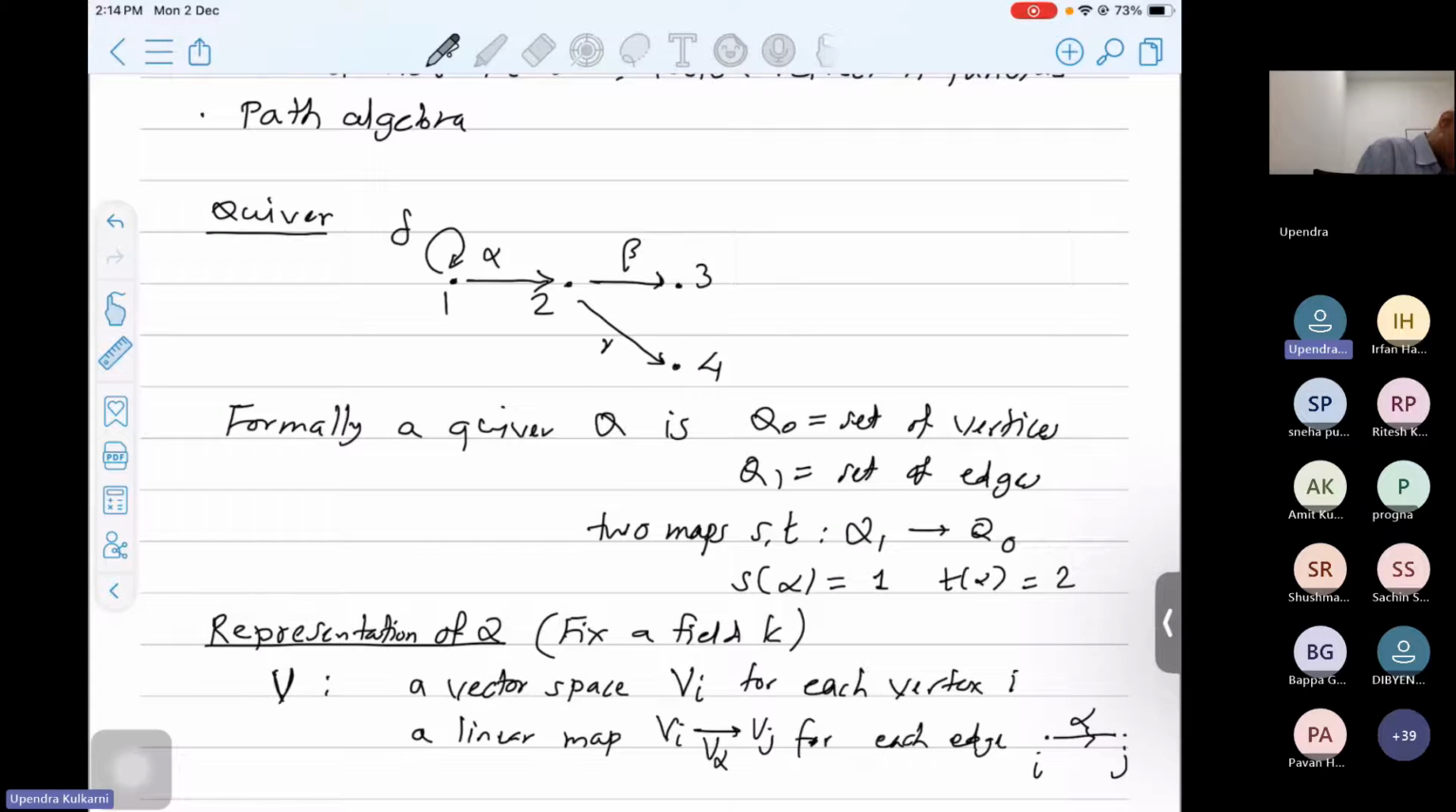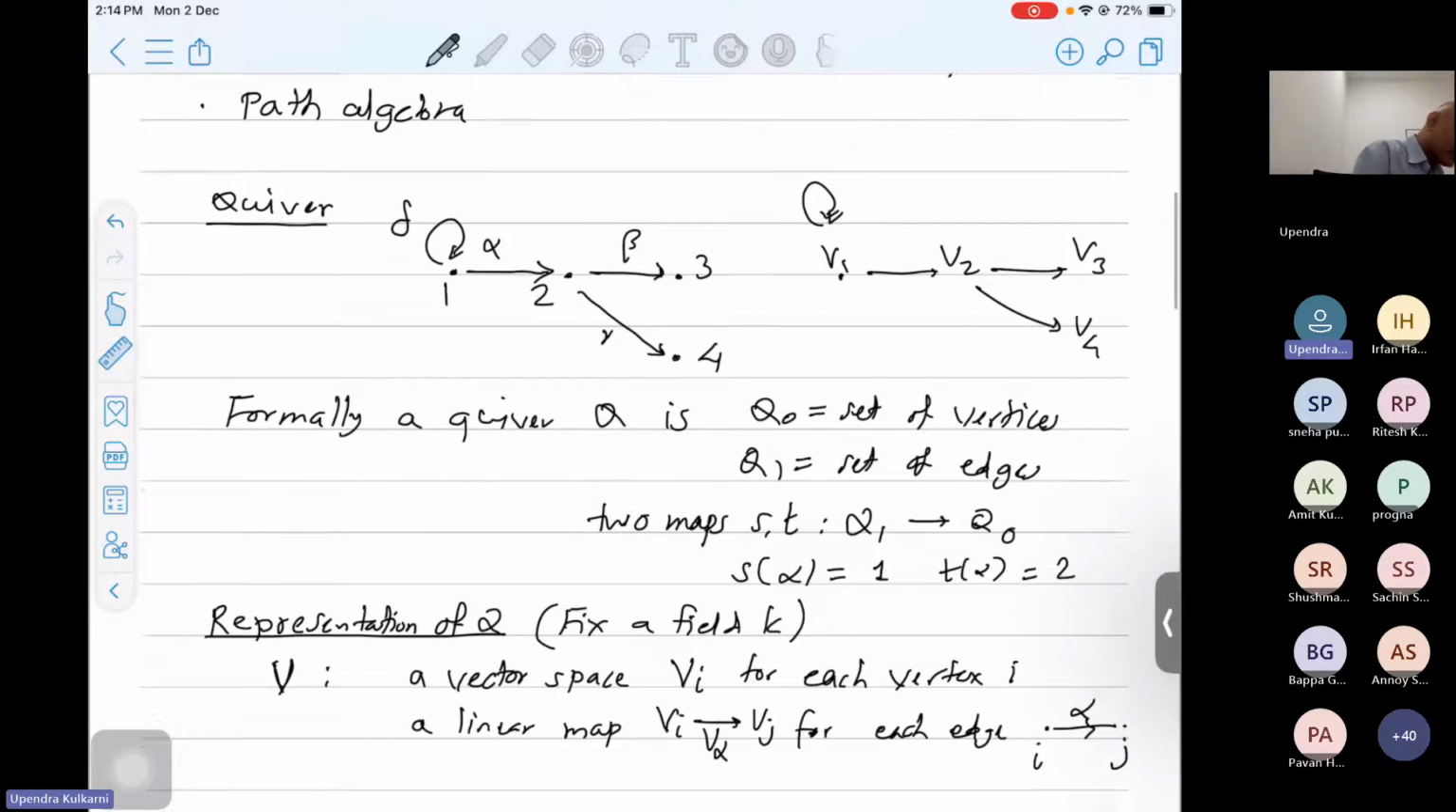So in our example, for instance, let's draw a representation right by the side of it. If I say V1, V2, V3, V4, then the dimension vector of this will simply be D1, D2, D3, D4, which are respectively the dimensions of V1, V2, V3, and V4. Notice that the dimension vector is completely independent of the maps. It does not depend on the maps at all.